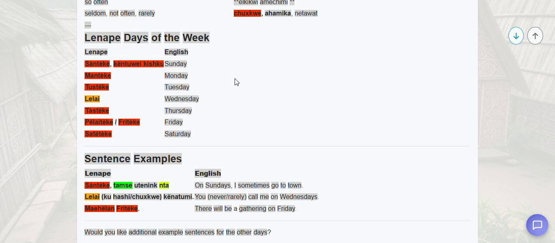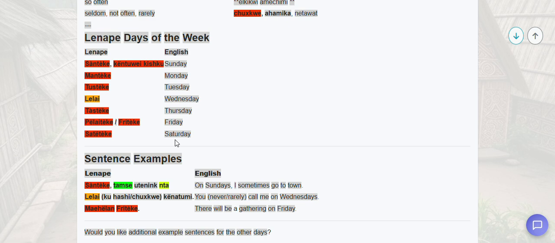And then you have the days of the week. So people don't really say kuntuwe kishku. It literally just means holy day. And then so santeke, manteke, tustuke, lelai. So lelai means between, and it also means Wednesday, so the middle of the week. Lelai, and then you have tustuke, palai teke, or free teke, but the dictionary says palai teke and satuteke.